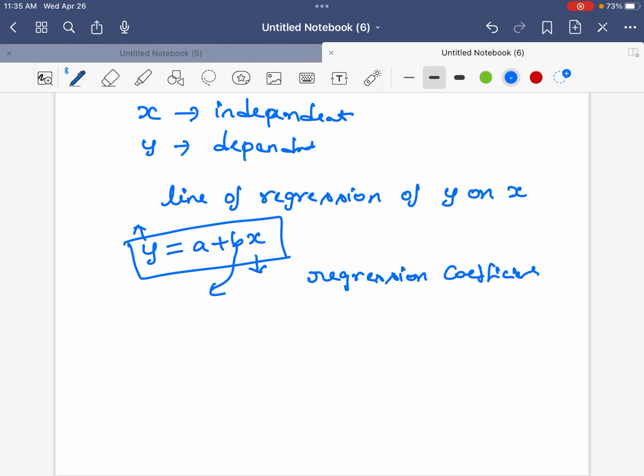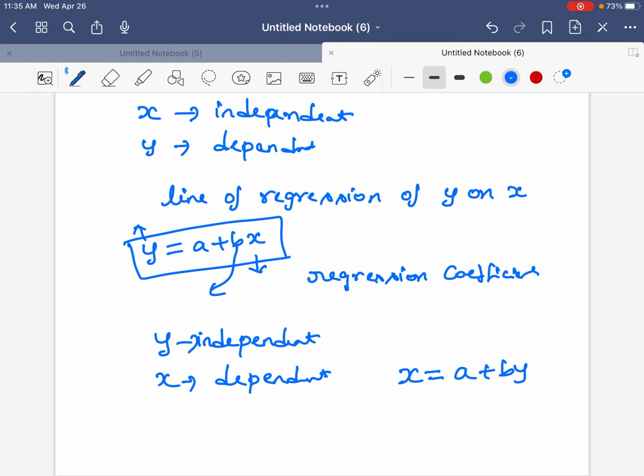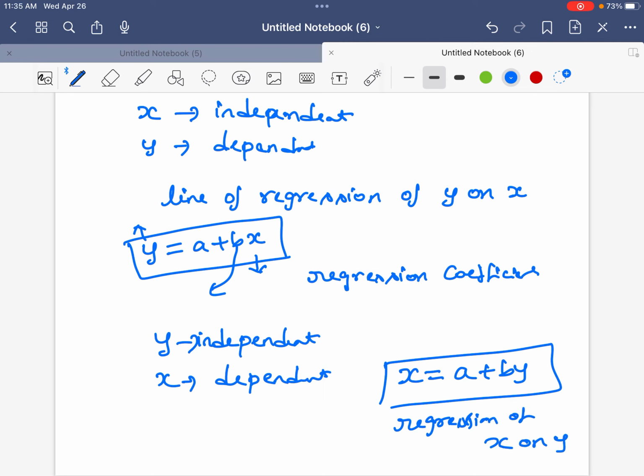Similarly, if we fit a straight line to the data by taking y as independent and x as dependent, in this case the equation looks like x equals a plus by. This we call the regression line of x on y, and b is called the regression coefficient of x on y.